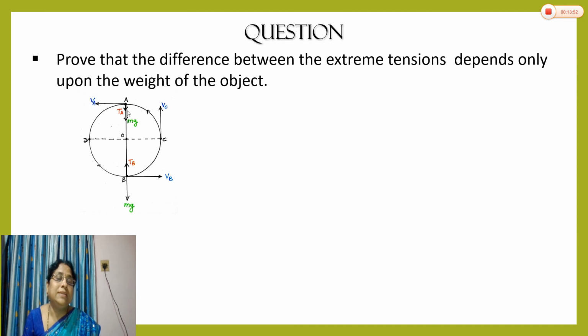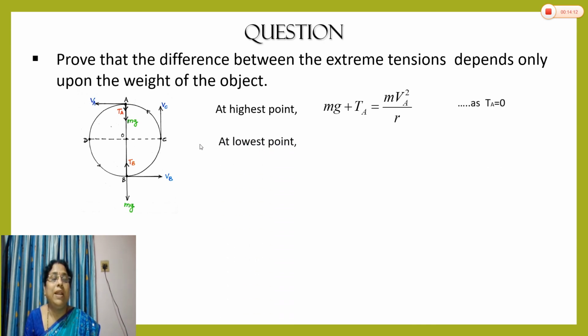For that, as seen earlier, we can find the equation for tension at point A, the highest point. What we can say? mg plus Ta, as both are directed towards the center, is equal to the centripetal force m into Va square by r. As Ta is equal to 0, we can say here, now at lowest point B, both the tension Tb and the weight mg are opposite to each other. So we put here the negative sign: Tb minus mg is equal to again the centripetal force at point B, m into Vb square by r.